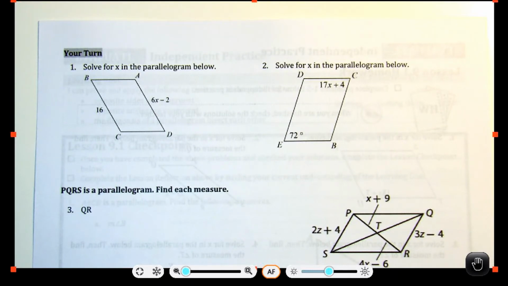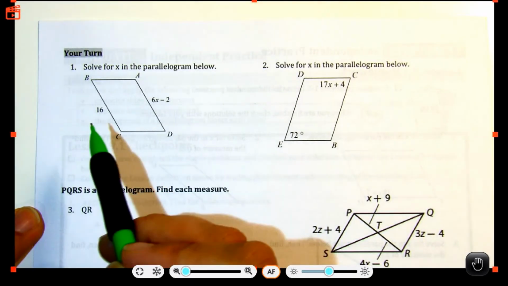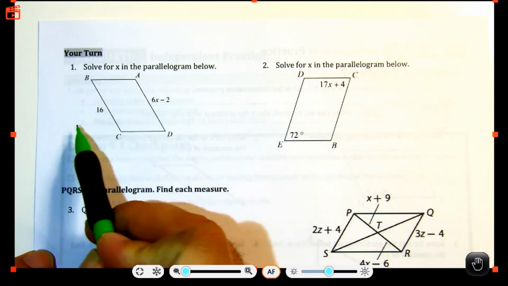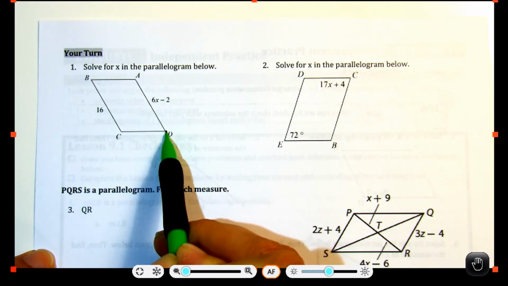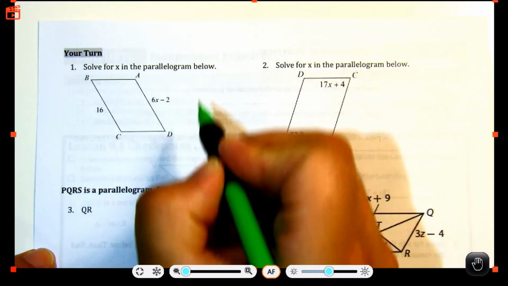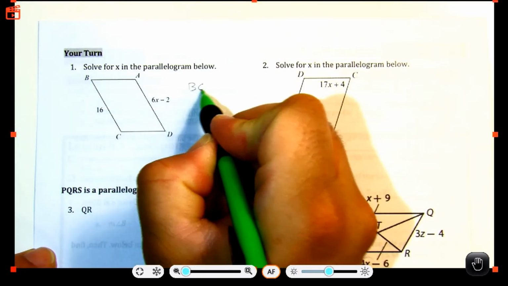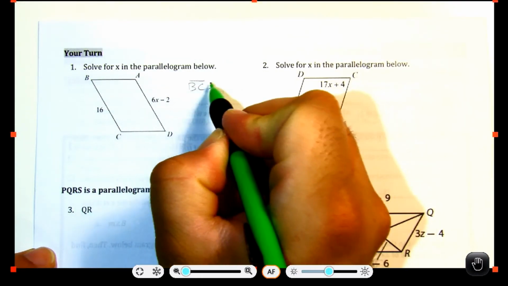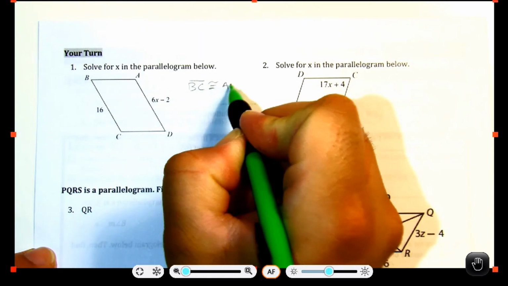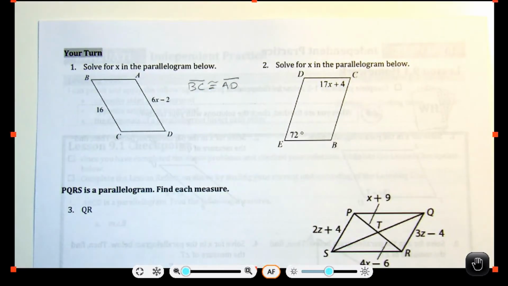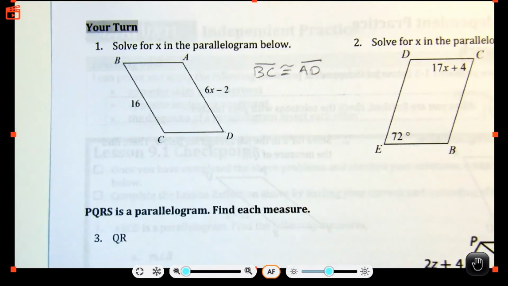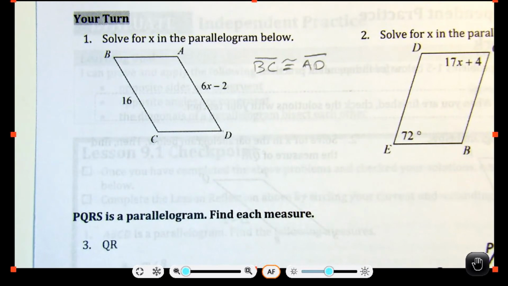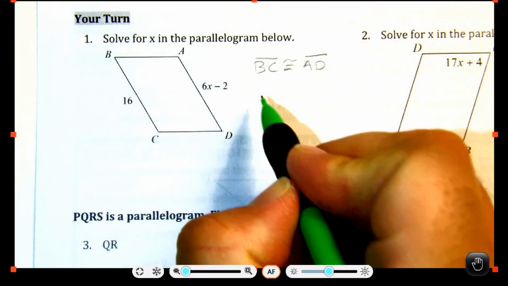So if this is a parallelogram, we could create an equation where we say BC is equal to AD. So let me write that over here. BC is congruent to AD. And let me zoom on this problem just so you guys can see. So then if I substitute, I have 16 is equal to 6x minus 2.